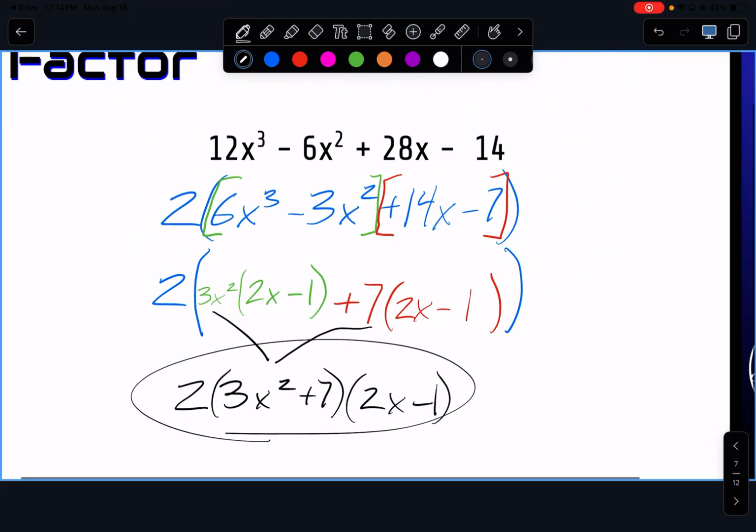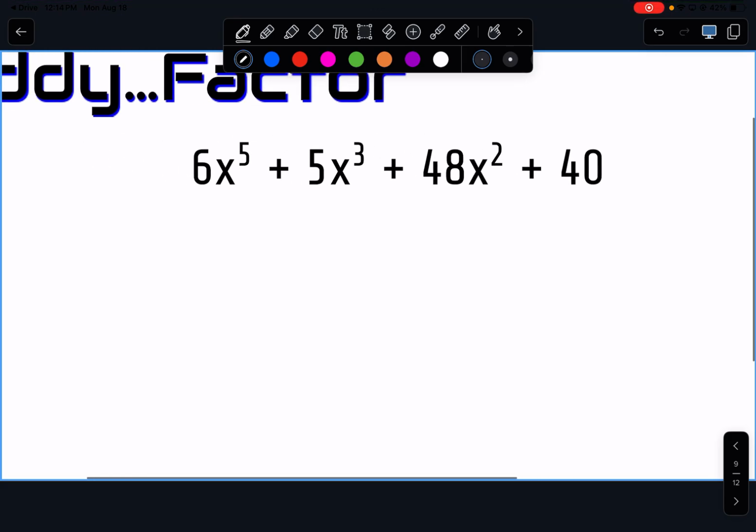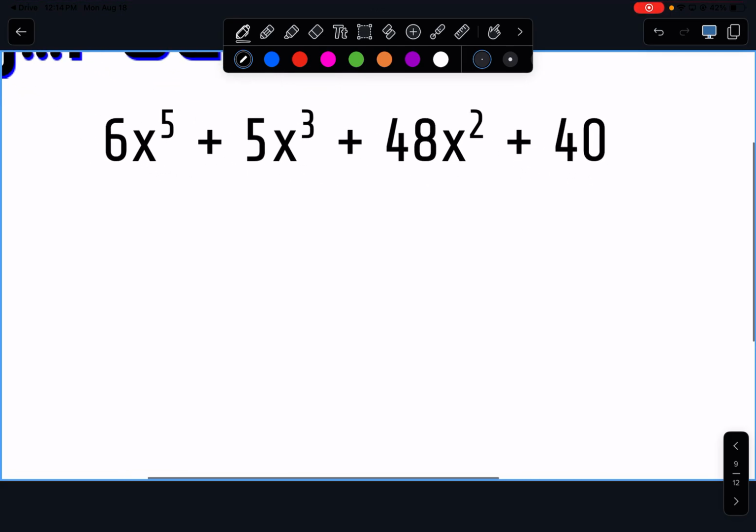Okay, let's try another one. I will tell you, you do not have to rearrange this. Sometimes you will need to rearrange, like flip-flop a couple terms to get them in the right spots so you can group them, but you don't have to on this one.